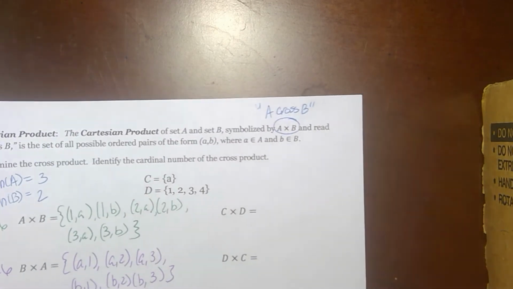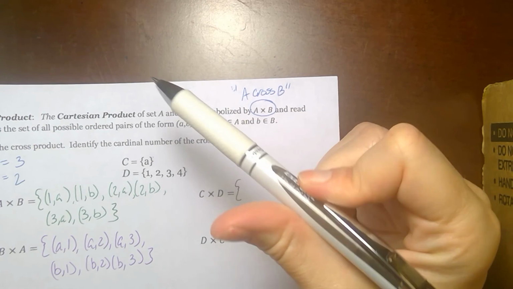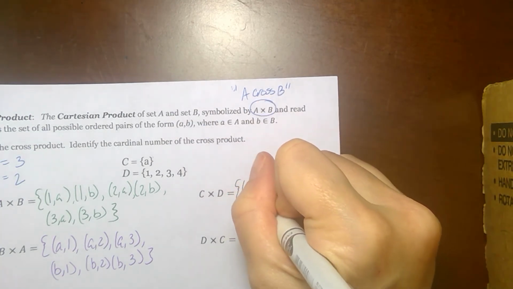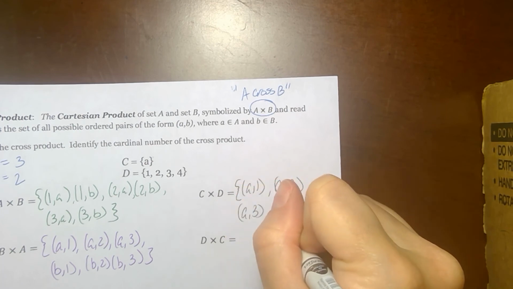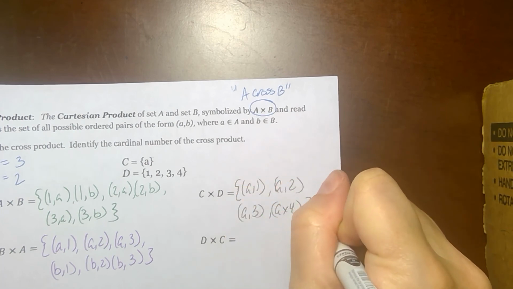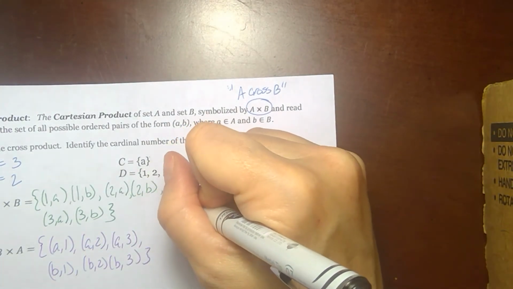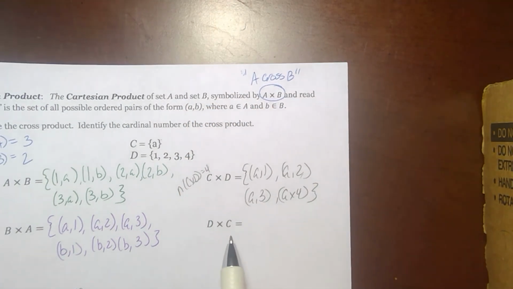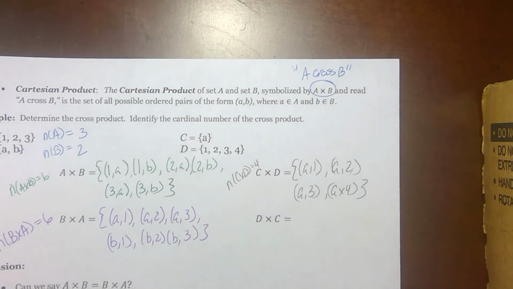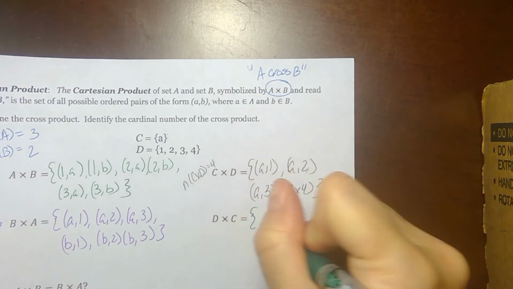Let's do C cross D and D cross C. So for C cross D, I'm going to start with A, and then I need to pair it with each element in D, which gives me 4 ordered pairs. The cardinal number of C cross D is 4. What do you think is going to be the cardinal number of D cross C? Hopefully you said 4 as well, but the ordered pairs are going to look different.